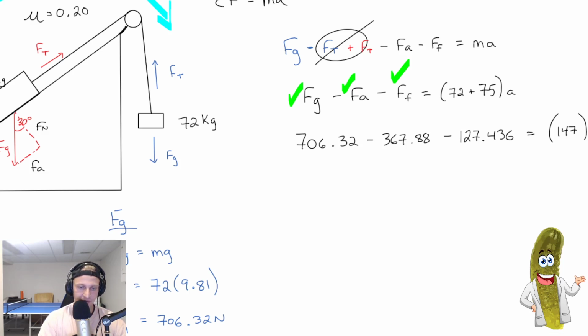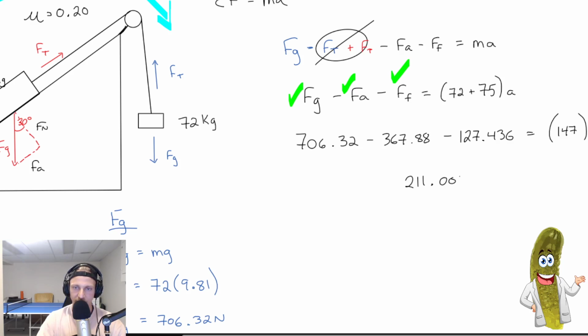Simplifying what's on the left, 706.32 minus 367.88 minus 127.436. You end up getting an answer of, missed a number in my calculator. Ooh, hello. Sorry. 706.32 minus 367.88 minus 127.436. You get 211.004 is equal to 147 times A.